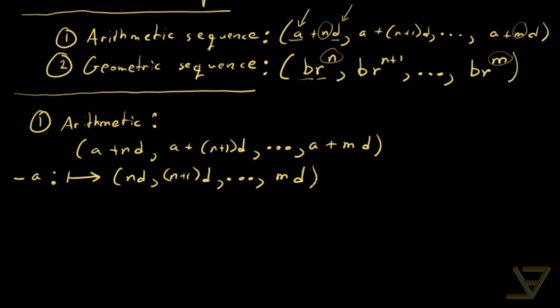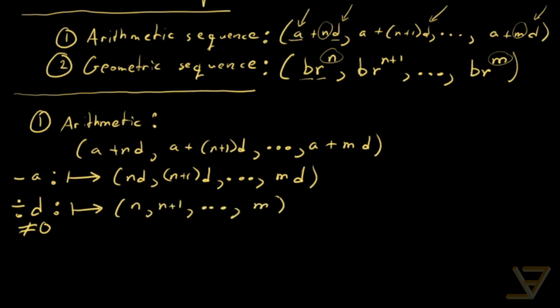And this was bijective. Now we're going to divide all the terms by d. And this is okay because d is not equal to 0. Why isn't it equal to 0? Because if d were equal to 0, then all the terms would be equal to a, and then they wouldn't be distinct. So we can assume that d is non-zero, and that gives us the sequence n plus 1 all the way through to m.